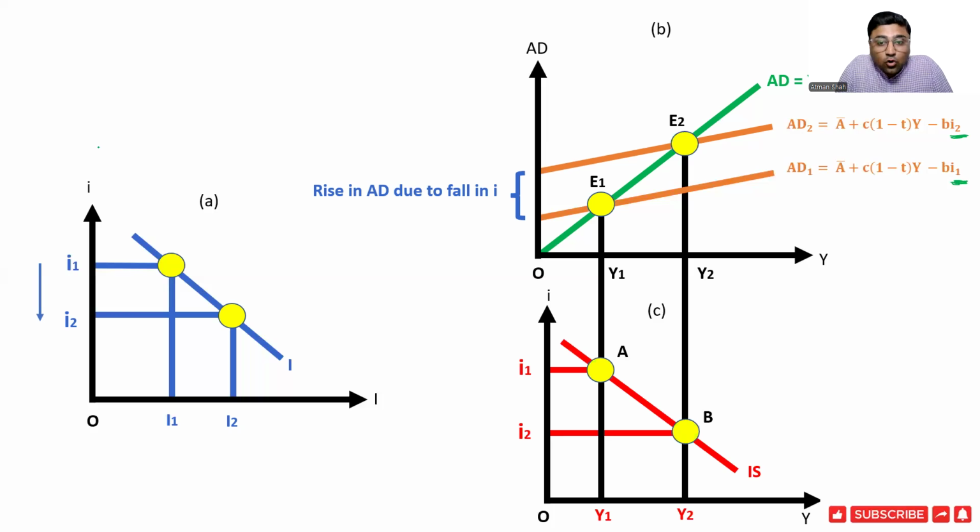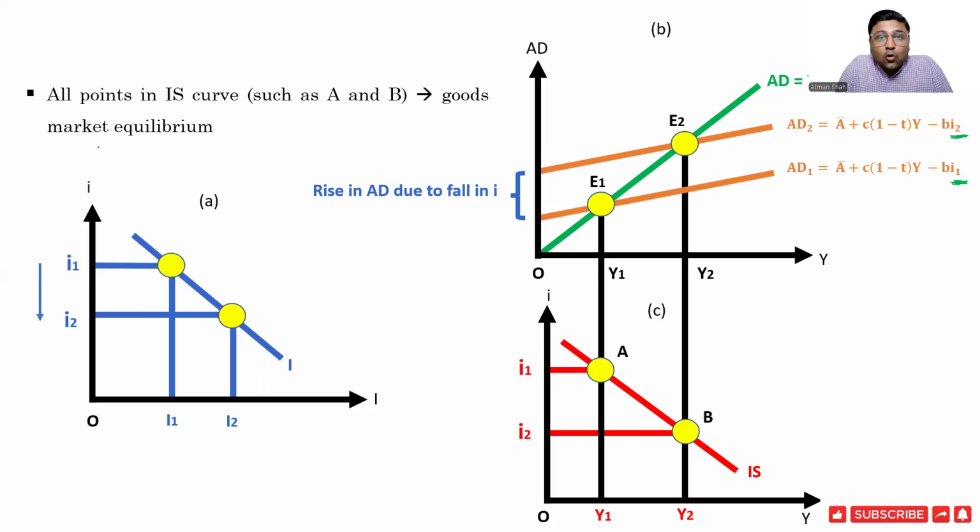Therefore, all points on the IS curve, such as points A and B, show the goods market in equilibrium, and we have a negatively sloped IS curve. So that's the idea of the negatively sloped IS curve and its mathematical and graphical derivation.